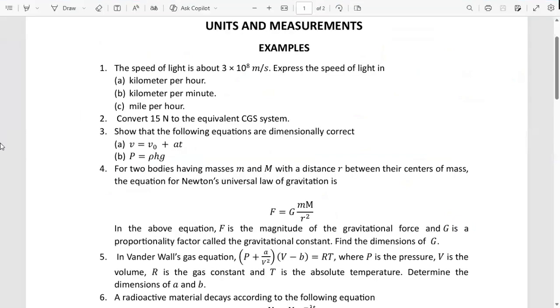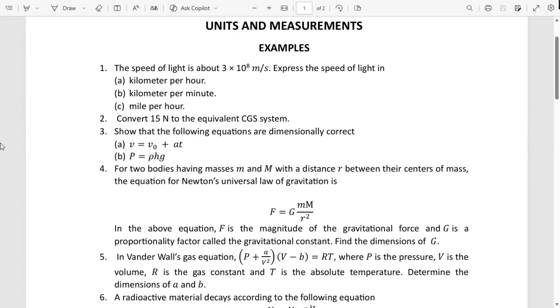Question 3 is saying show that the following equations are dimensionally correct. So we have two equations. Equation A is saying final velocity is equal to initial velocity plus acceleration multiplied by time. Then we have equation B, which is stating P is equal to rho hg.